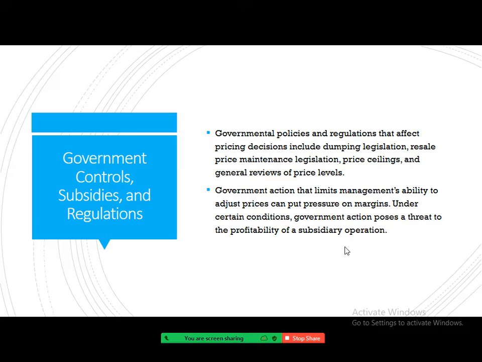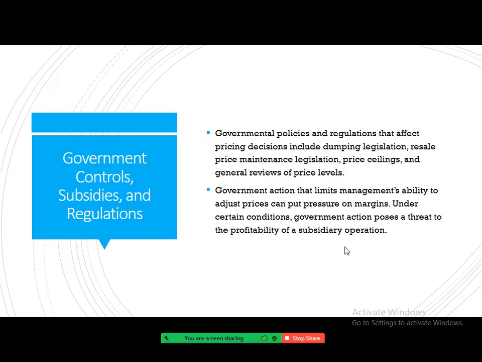Government actions that limit the government's ability to adjust prices can put pressure on the margins. Under certain conditions, government action poses a threat to the profitability of a subsidiary operation. In a country that is undergoing severe financial difficulties and is in the midst of a financial crisis, government officials are under pressure to take some type of action. This was true in Brazil for many years.